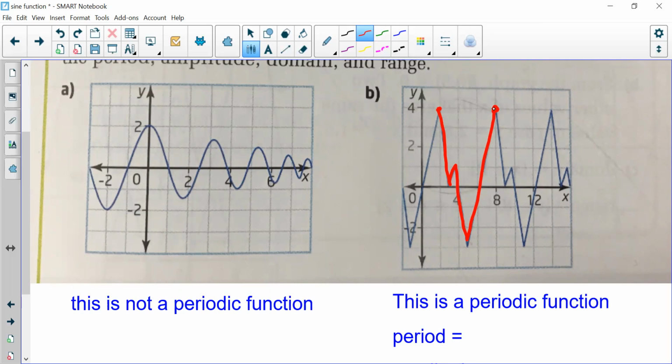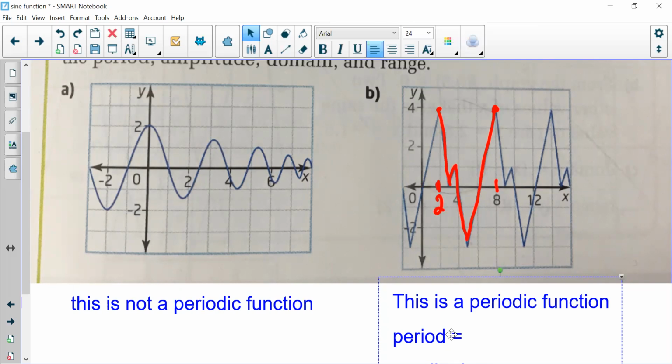Then you're looking at the horizontal length. So where did I start? What number is here? I think it's 2. I think it's going by 2s. And when did I stop? 8. So how long did that take? 6. And I don't know if this is days or what this actually represents, but the period is 6 units, I guess we could say, because I don't actually know what it represents.